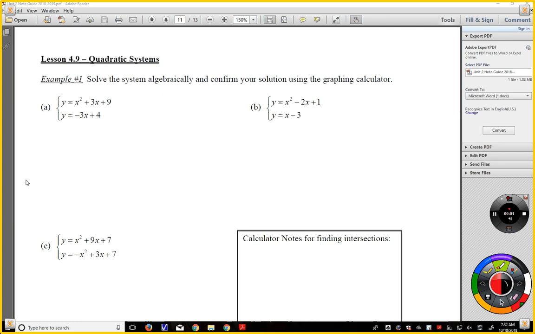things intersect or where they cross. How did you guys find where two lines intersected or crossed? What methods did you use? What's that? Okay, so one option is graphing.